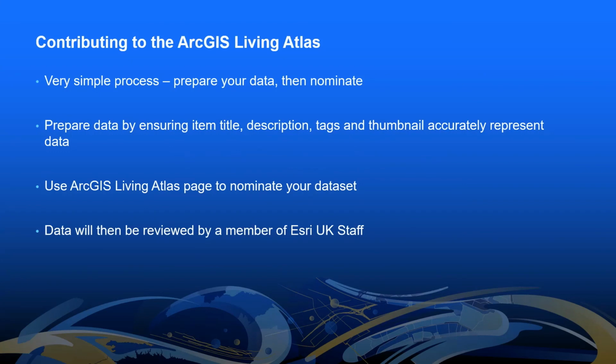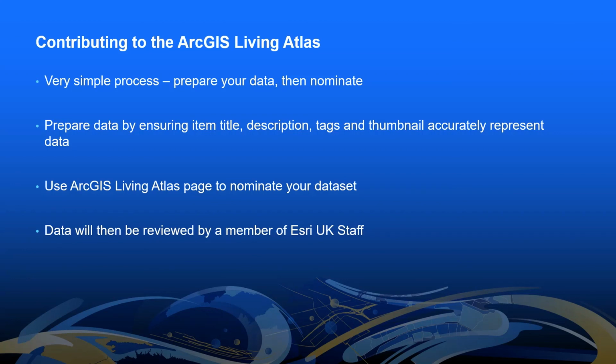So how can you contribute data of your own to the ArcGIS Living Atlas? It's actually a very simple process that simply requires you to first prepare your data and then nominate this. You can prepare your data by ensuring that the item title, description, tags, and thumbnail in ArcGIS Online accurately represent the dataset. Once you've done this, you can go to the Living Atlas website that I showed you previously and navigate to the Contribute tab. Here, you can select the dataset that you wish to submit.